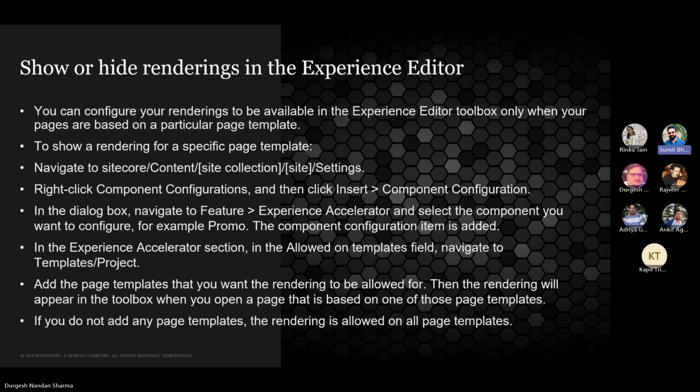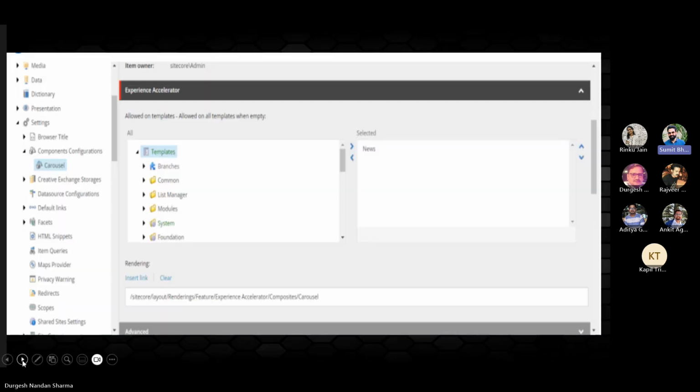So if you want to set it on the global level, what you need to do is go to your layout rendering and select a rendering. Here you will find a new field called Allowed on Template. So here you need to add a template.